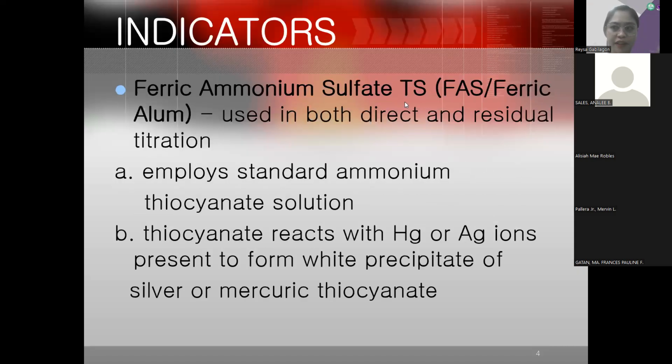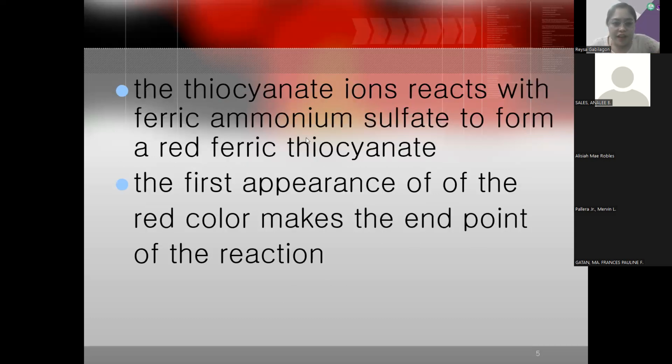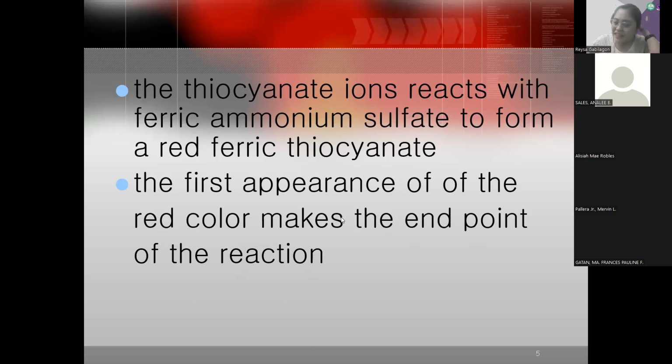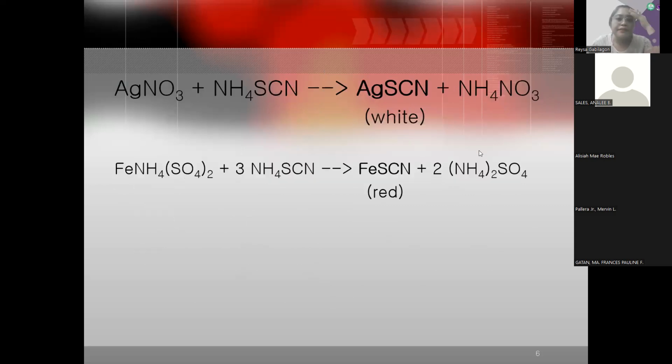Questions about the use of the indicator? This is a bit complicated, because this is trying to explain to us why the color of the endpoint is red if we are going to use the ferric ammonium sulfate. Again, if you are confused with this one, the explanation in the PowerPoint, just look at the equation. So you will start here. This is our titrant. This can be another titrant here for residual titration. So both titrants will be reacting with each other, forming a white precipitate first.